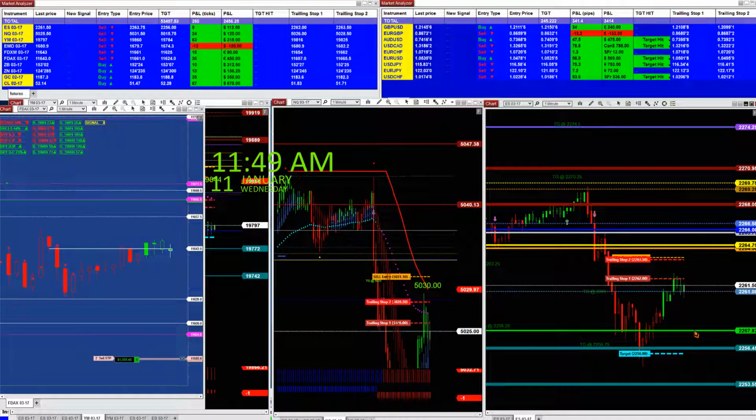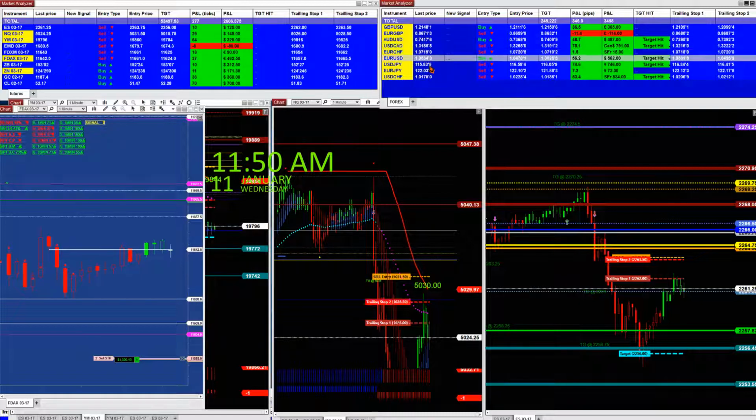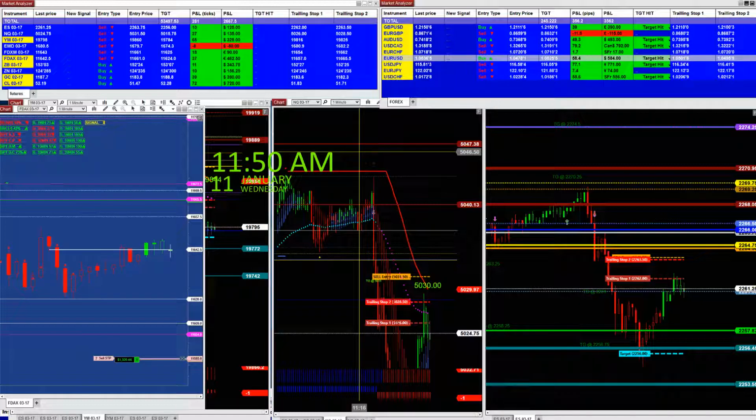Always know where is the entry and where is the destination. It is very important to comprehend that. On the Forex, you can see most of the targets have hit on the Aussie dollar. All of them practically hit, but I'm only having integration with the euro dollar.